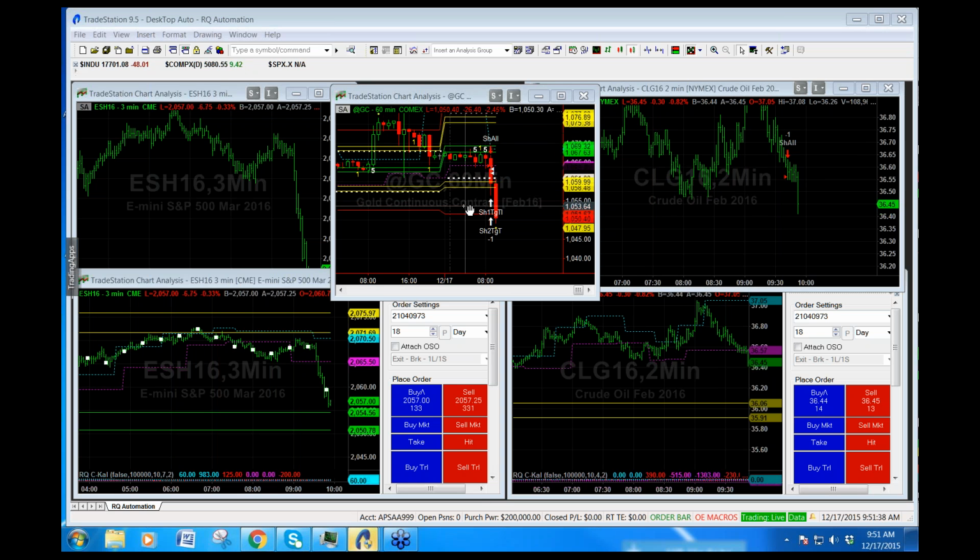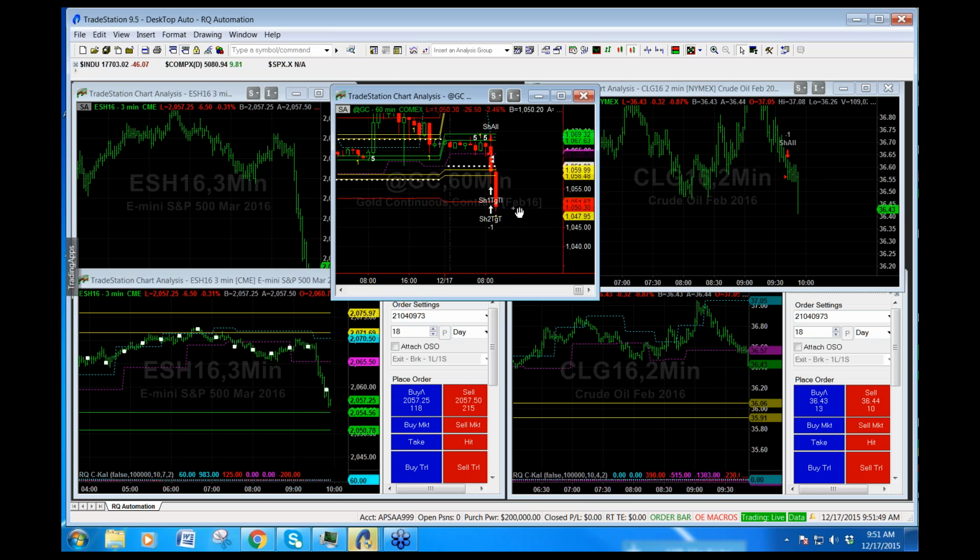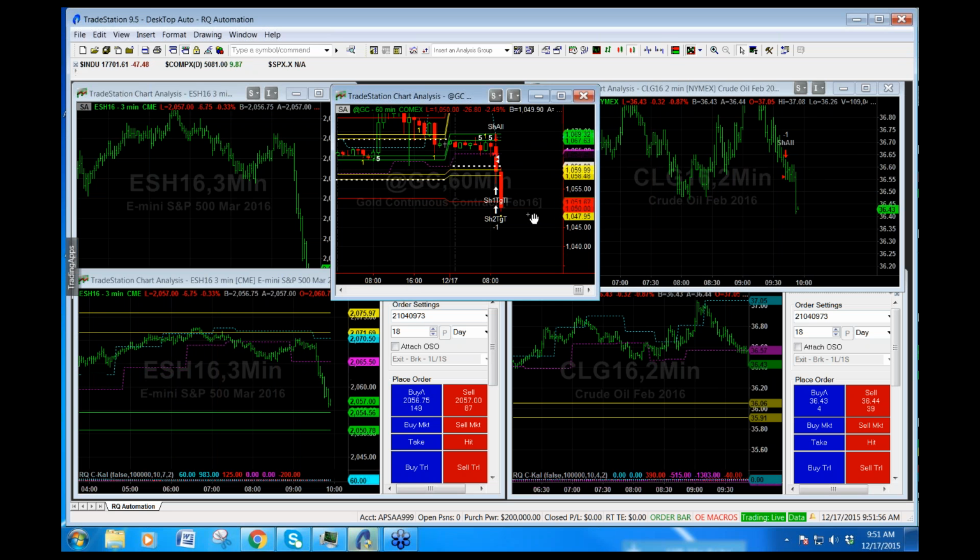This is gold, which has 3 contracts. It took 2 contracts profit earlier, and it's still short 1 contract. Let's see if it can close the last contract on the next little pullback. This is going to be a huge trade for gold.